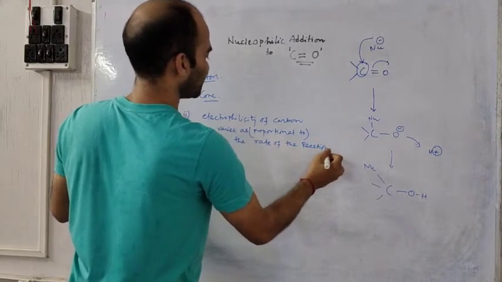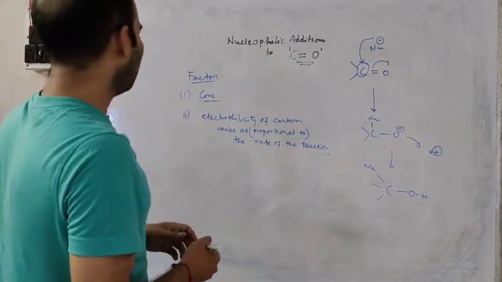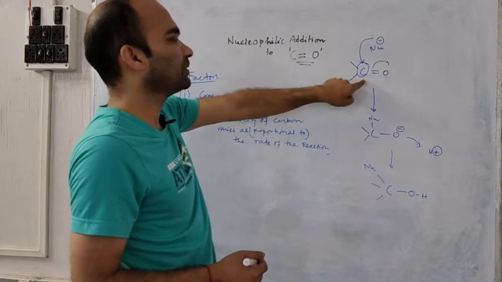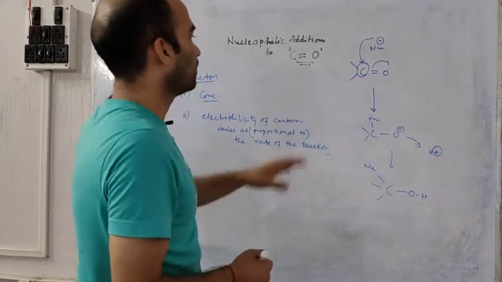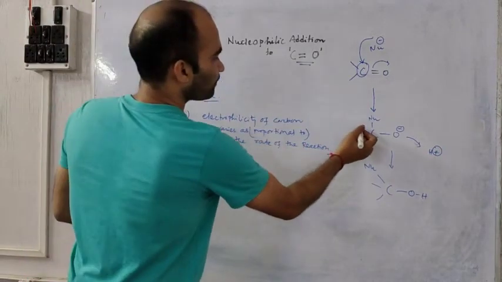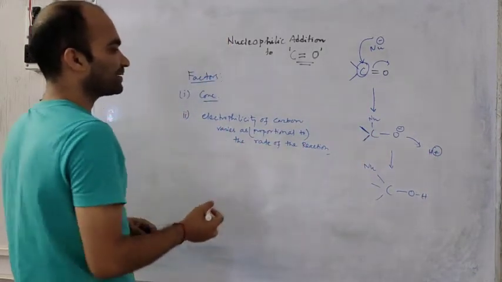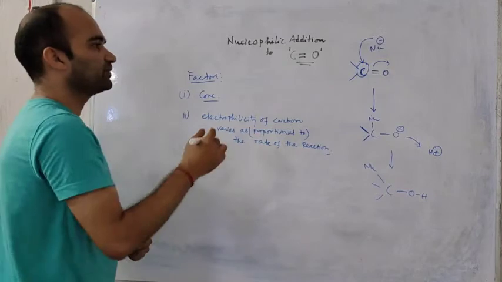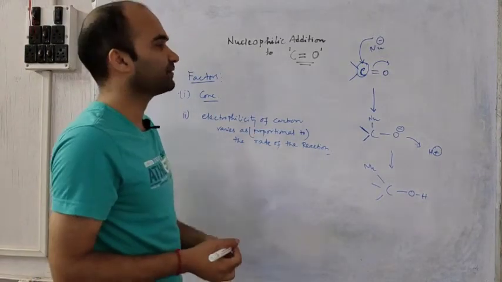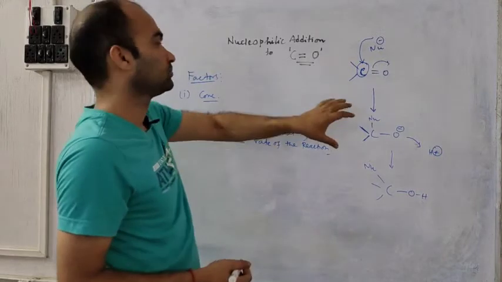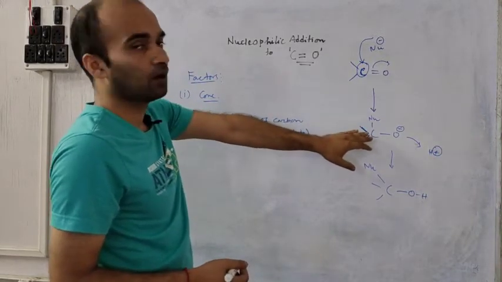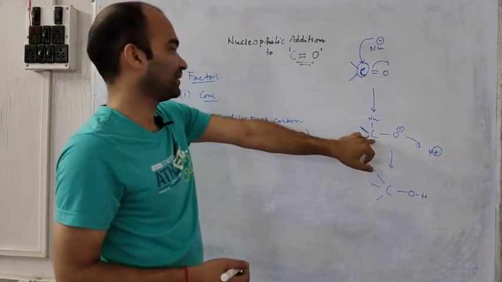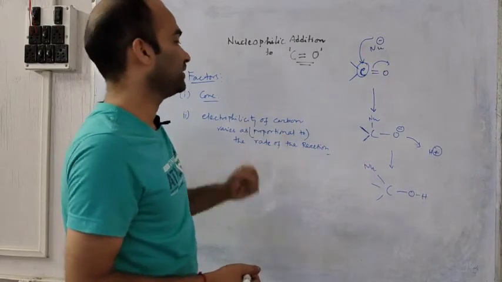Rate of the reaction. So simply, if we think about how the electrophilicity of the carbon will vary, first of all, the substituents bonded to the carbonyl carbon, if they are electronegative in nature or minus I affecting group or minus R affecting group, they are attached with the electrophilic carbon of the carbonyl compound, then the electrophilicity of the carbon will be higher, thus increasing the rate of the reaction.